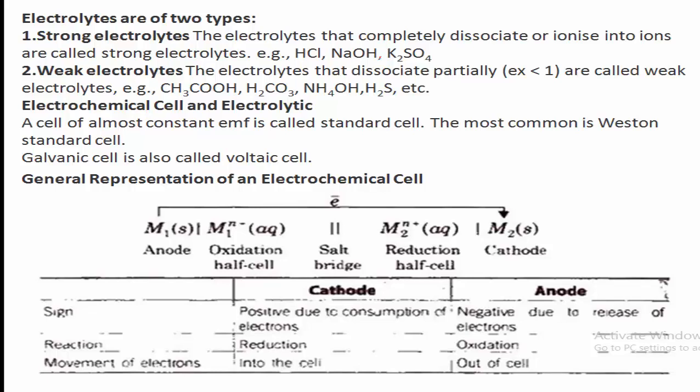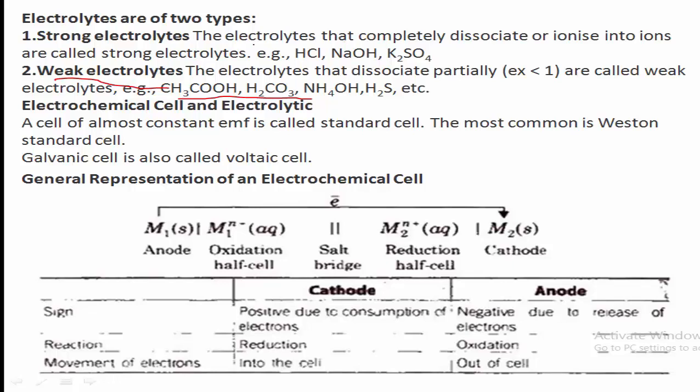Weak electrolytes are the electrolytes that dissociate partially. Here complete dissociation will not take place. Incomplete or partial dissociation of ions takes place, and such electrolytes are said to be weak electrolytes. Examples are weak acids and bases, such as acetic acid, carbonic acid, NH4OH, H2S, etc. And strong electrolytes examples are strong acids, strong bases and salts.